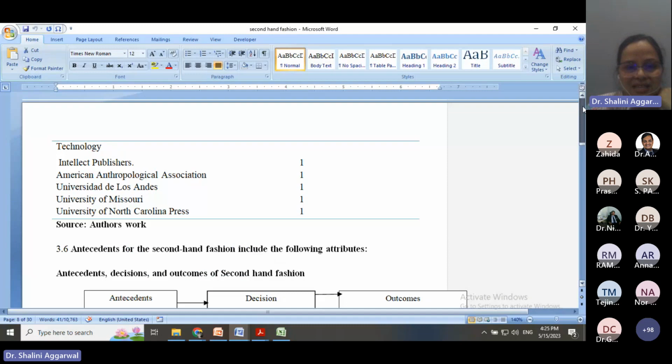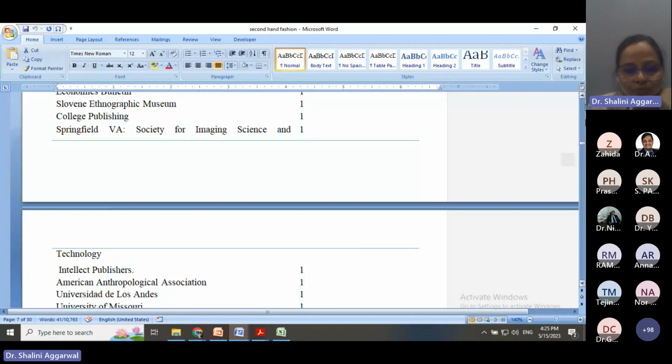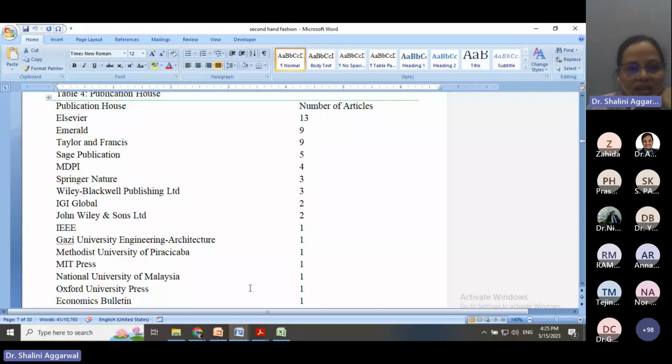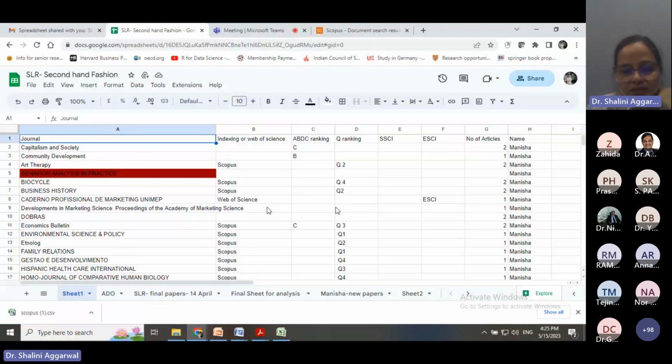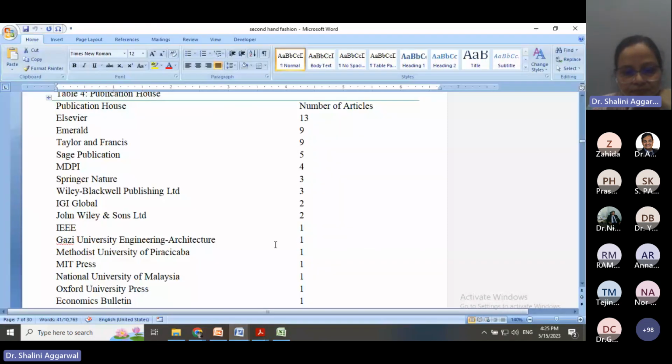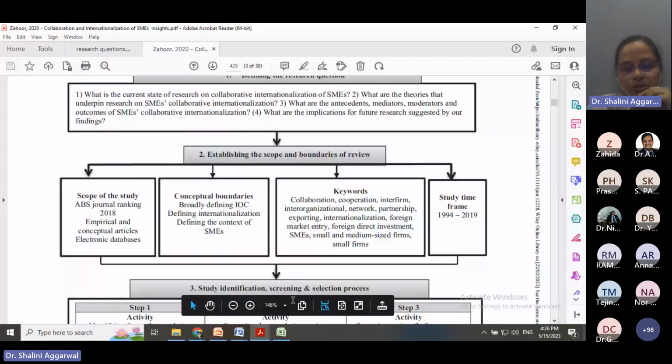These are the tables that you have made. So with the help of this, this table also you can make: how many papers are from Scopus, how many papers are from ABDC B category, C category or A category, and Q ranking, how many. So it can also go into your data analysis part like this, right? So this is another thing. Okay, so this is another diagram that you can make use of in your introduction part. So you can see the time frame, the keywords that you have used, conceptual boundaries, scope of the study.